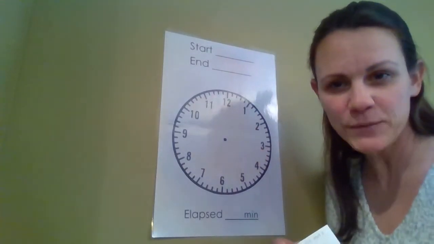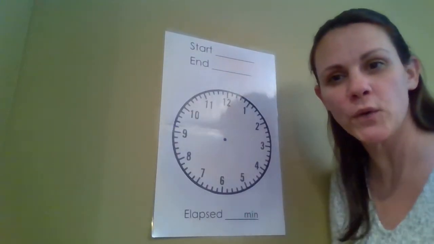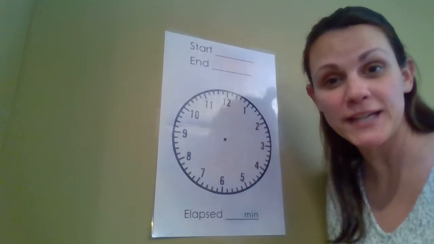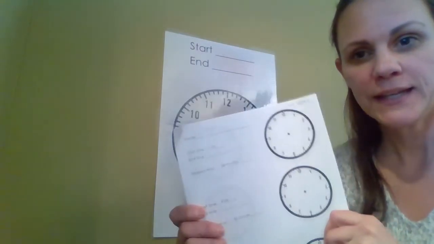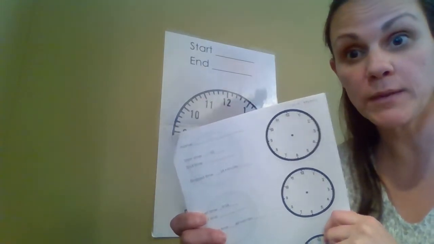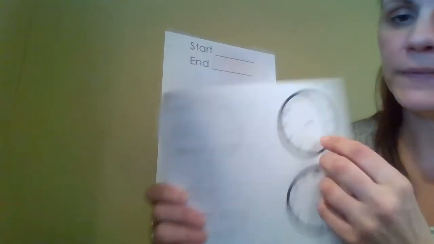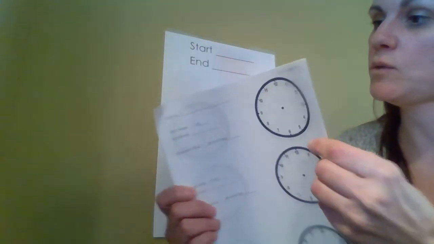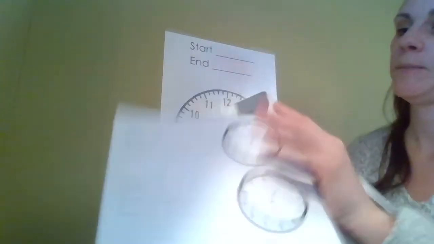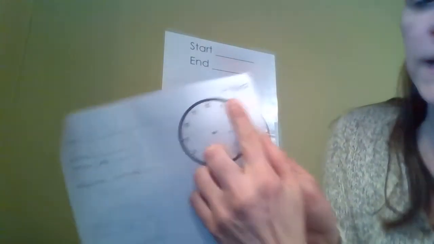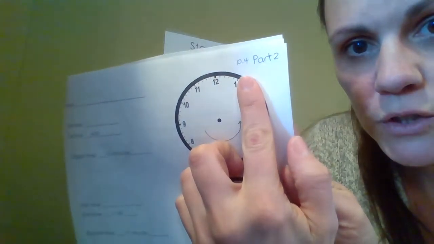All right, we are back and we are with our wall clock and we're going to demonstrate how to find start times. But I would like you to have your packet so that you can follow along and do some of the marking in your packet. So grab your packet. This is the front page, but you're actually going to go to the second page that says 10-4 Part 2.